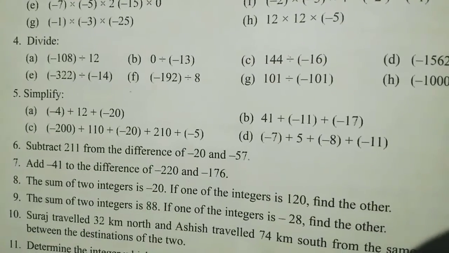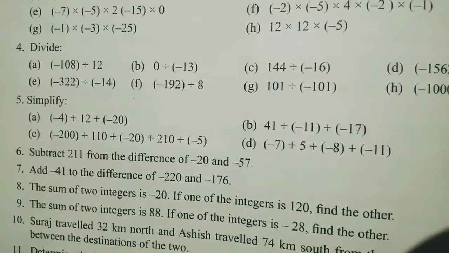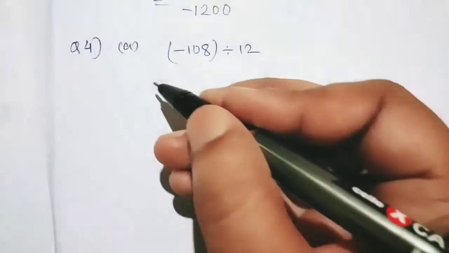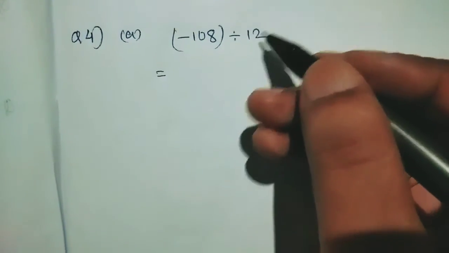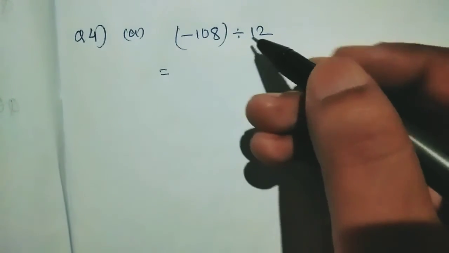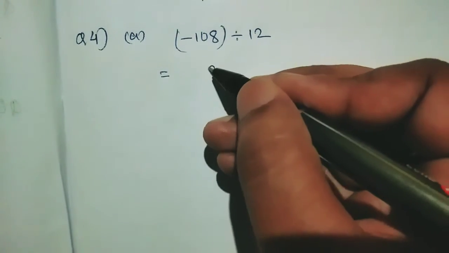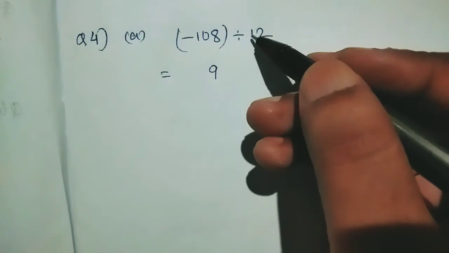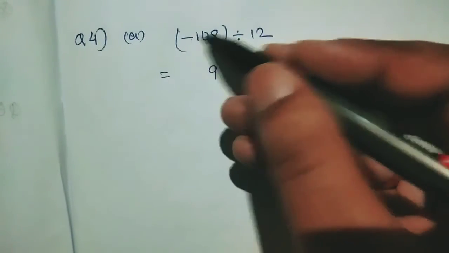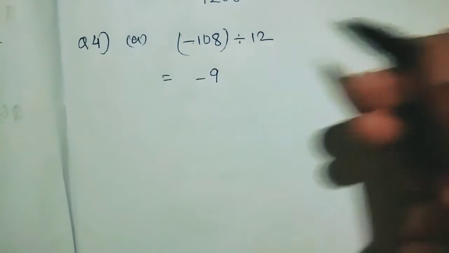Now question number 4, divide. So how to divide? Let's start with a number. So students, here the division rule is also the same. First of all you have to divide the numbers, then put the sign. So 100 divided by 12. So 100 divided by 12 is what? 9 only. Okay. So now put the sign, here minus sign, here plus sign. So same rule as multiplication. So minus plus is minus. So here minus 9. So this is the answer.